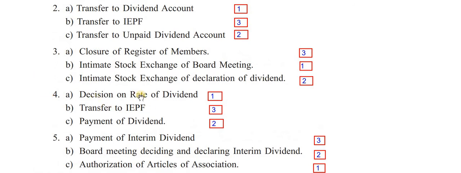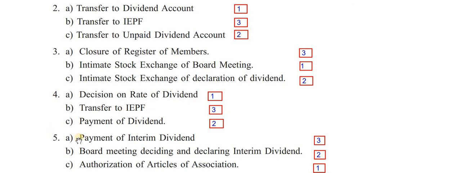Then fourth, decision on rate of dividend, transfer to IEPF, payment of dividend. इधर सबसे पहले आएगा decision on the rate of dividend, that is A1. Then second will be C, that is payment of dividend, and सबसे last में आएगा transfer to IEPF. So that means you can say A is 1, C is 2 and B is 3.